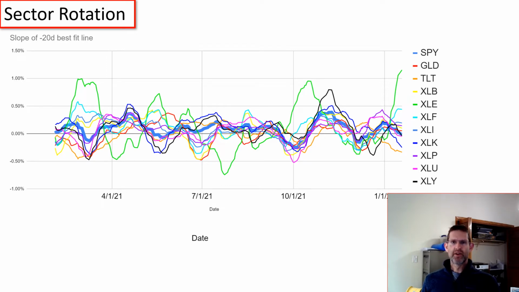So here I've computed a best fit line to the stock price using 20 points in the past. So I plot the slope of that line. That basically is just a smooth percent daily change in the stock price over the last 20 days. So I plotted some of the SPDR sector ETFs against SPY, gold, and US Treasuries or TLT.